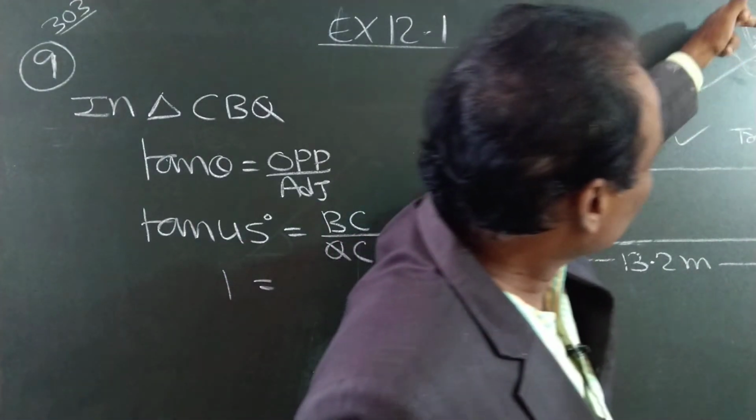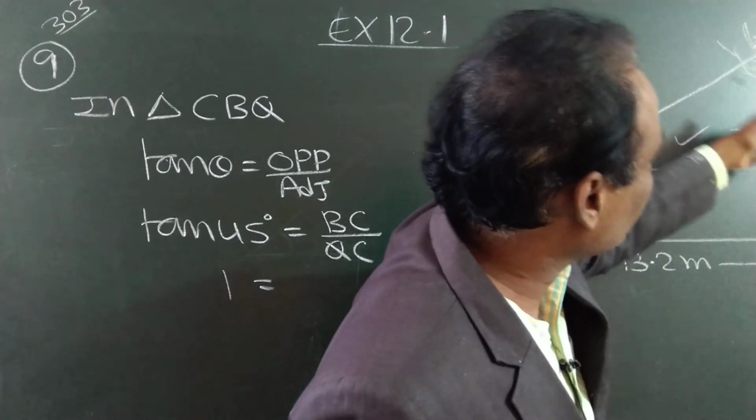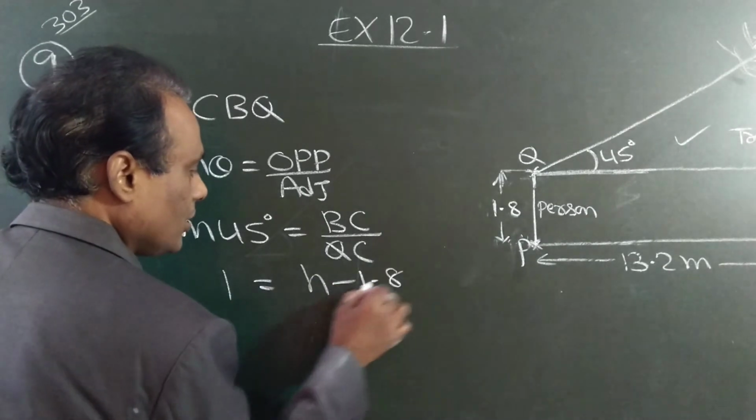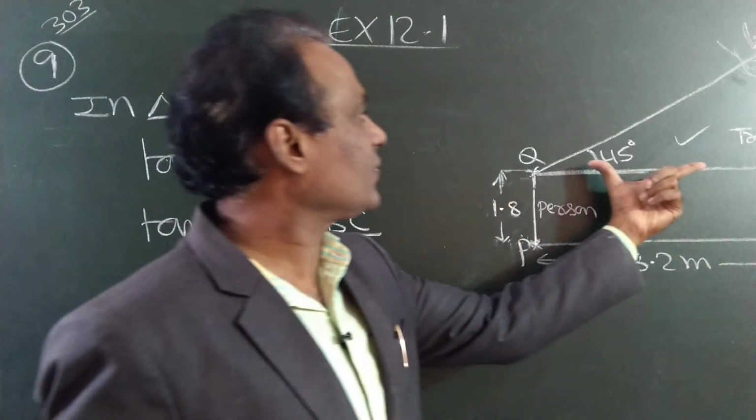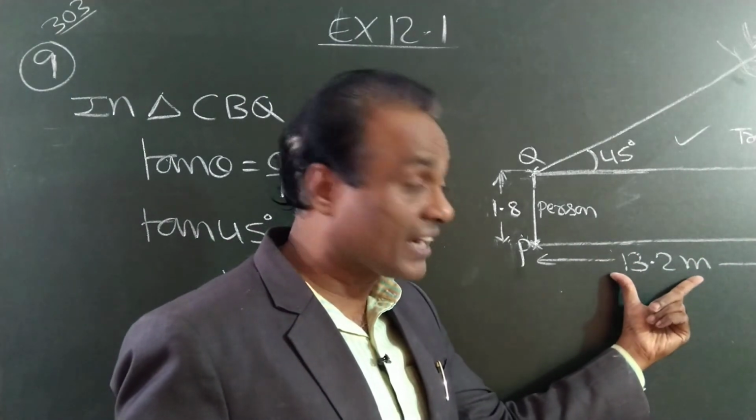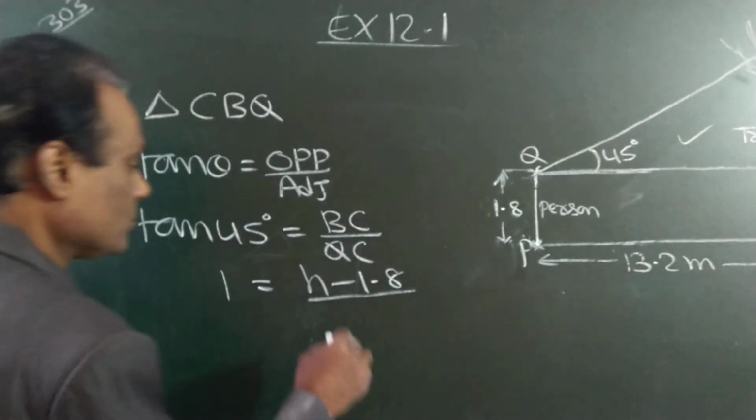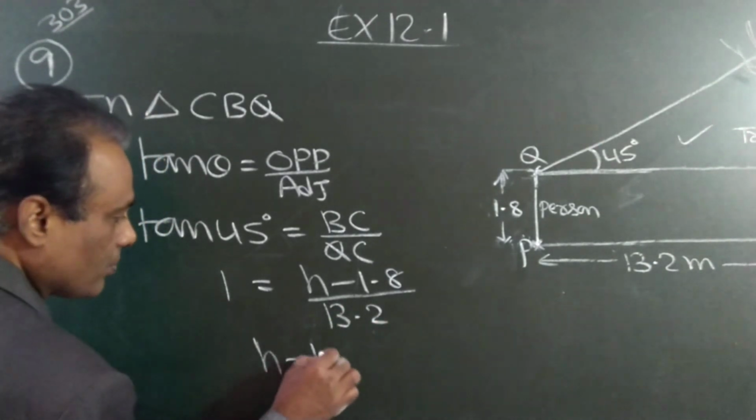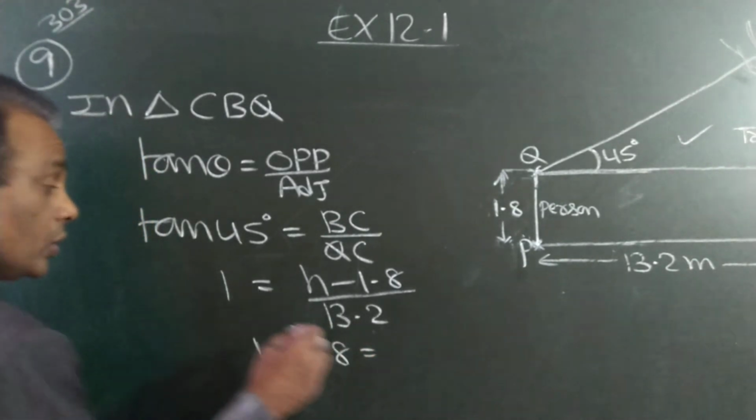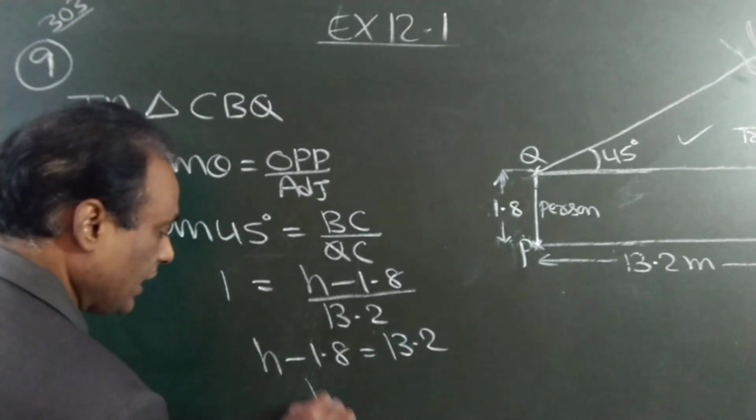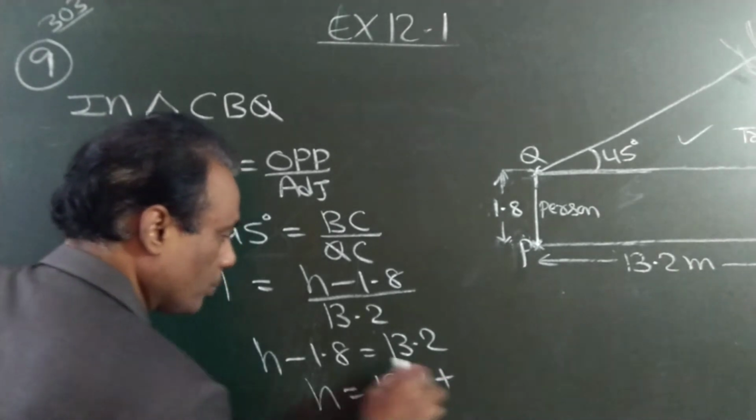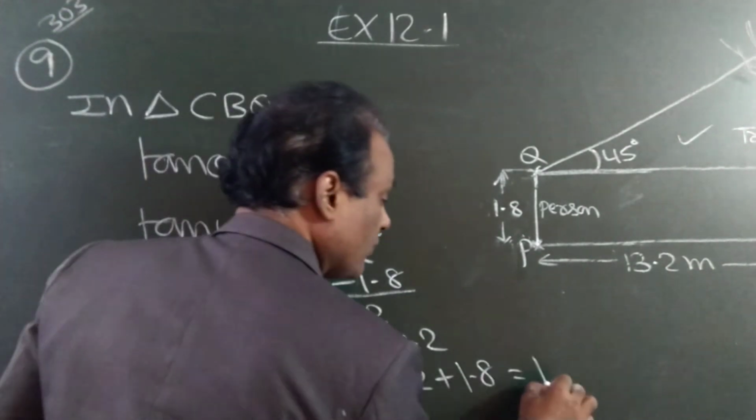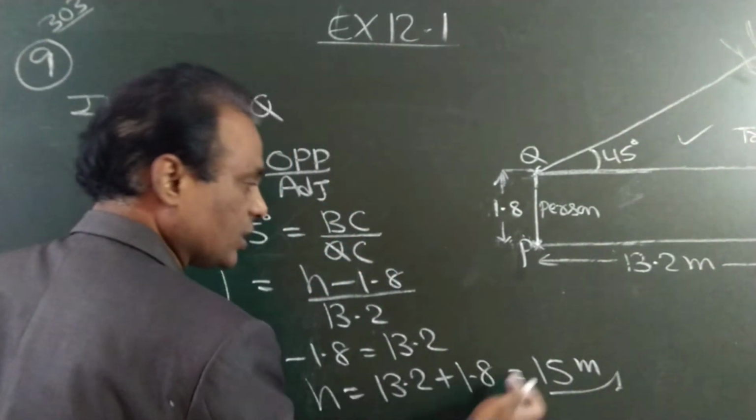BC is the total height of the tree, h. So the remaining part will be h minus 1.8, by QC, which is the same as this distance. This is 13.2, this is also 13.2. Cross multiplication: h minus 1.8 is equal to 13.2 into 1, 13.2. H is equal to 13.2 plus 1.8, which is 15 meters.